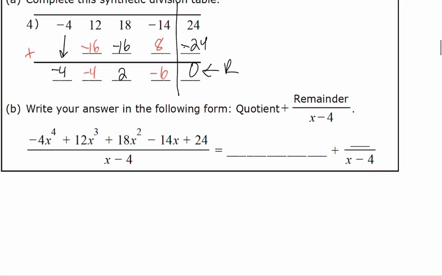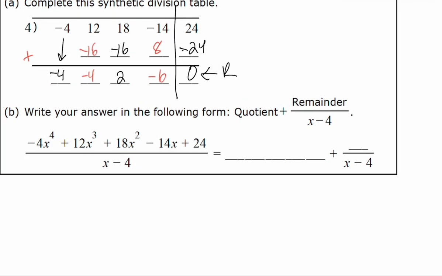Okay, so now let's put in what we need to know. So our original thing was a fourth. So this is an x cubed, then an x squared, then an x, then a number, and then we have a 0 remainder. Okay, so it would be -4x cubed minus 4x squared plus 2x minus 6 over, and 0 is our remainder that goes over the x minus 4.